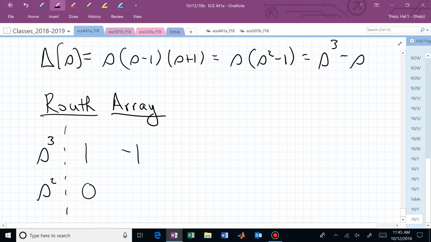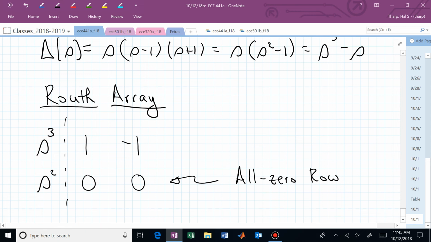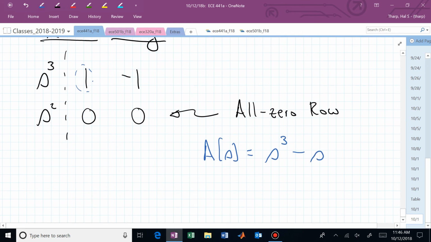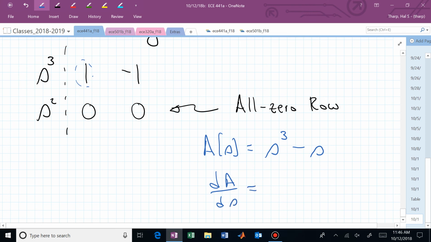The s squared coefficient is 0, the constant coefficient is 0, so now we have an all 0 row, and that says that we need to find our auxiliary equation, A(s), from the row immediately above the all 0 row. Well, that's the s cubed row, and since it's the s cubed row, the leading coefficient is 1. The next term in that polynomial, we skip over a power of s, so we're missing the s squared term, and we have a minus s. That's our auxiliary equation. We differentiate that with respect to s, and we have 3s squared minus 1.